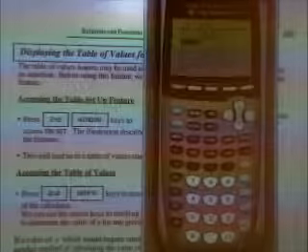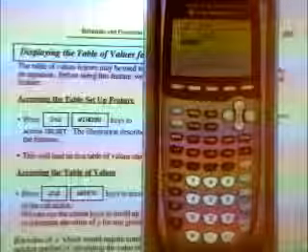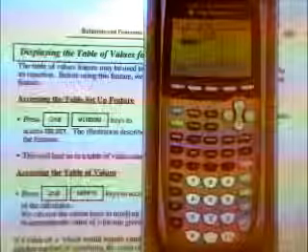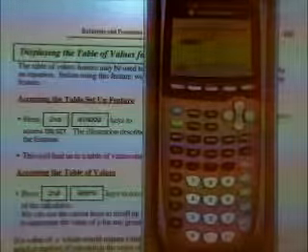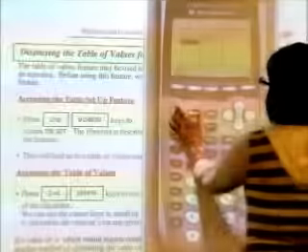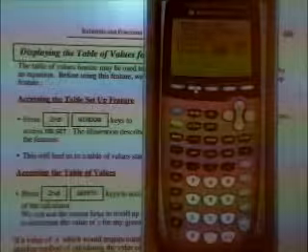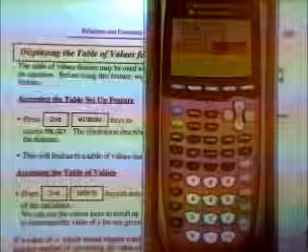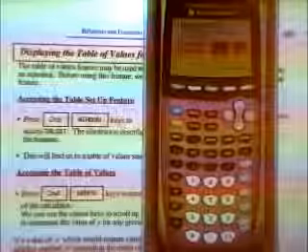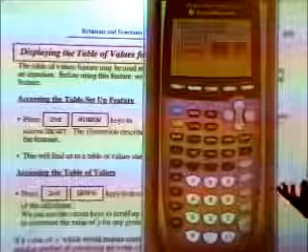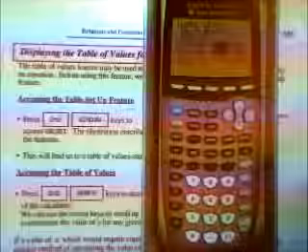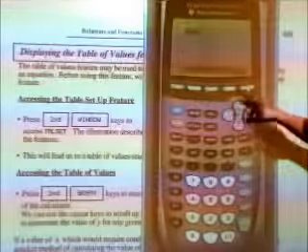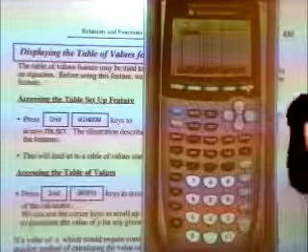So that's what the table feature can do for you. Any questions on that? The only thing to remember is, let's go back now to the table set, and let's start our table at 0 and go up by 1s, so that when we're doing our questions later on, it's not going to mess us up. And we're going to put this back on auto.